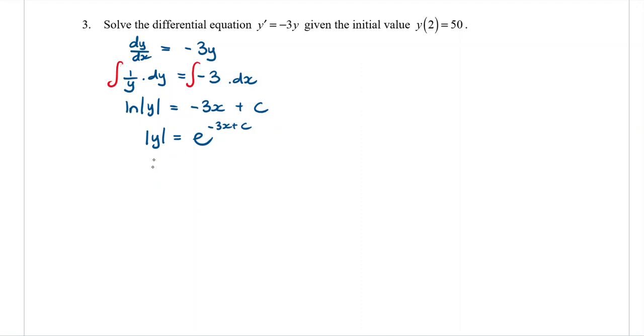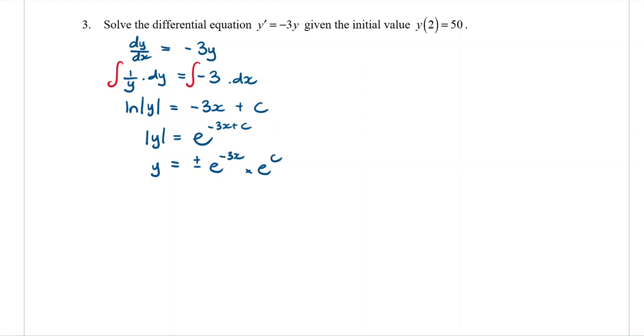Then, in this next line, I've kind of been doing 2 steps. I've been getting rid of the absolute values, which means I want to do a plus minus over here. And now I want to split. Oh, okay, cool. So then we want to split the e to the minus 3x times by the e to the c.